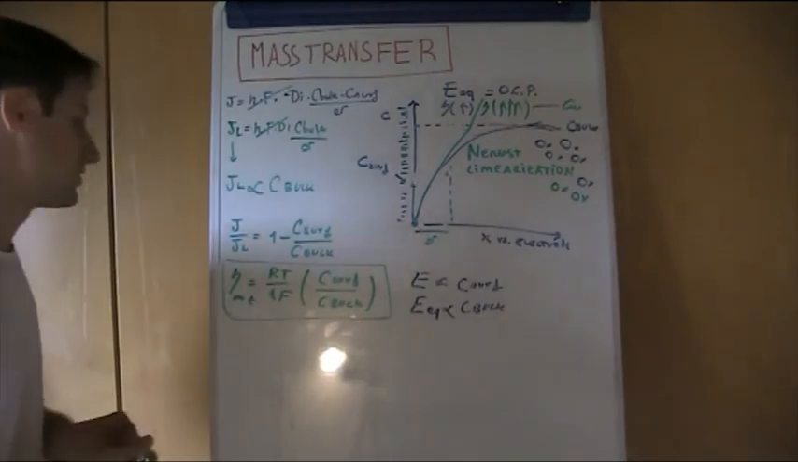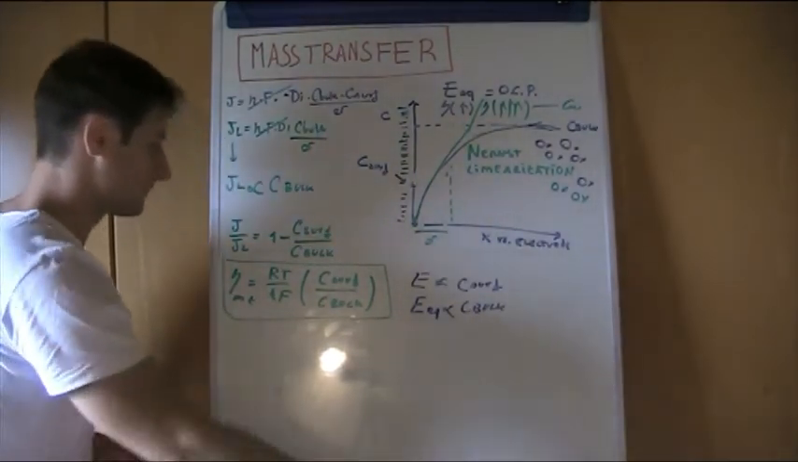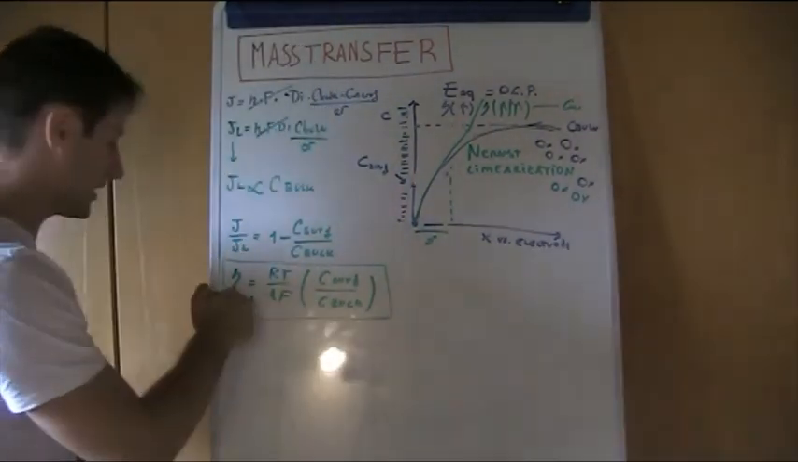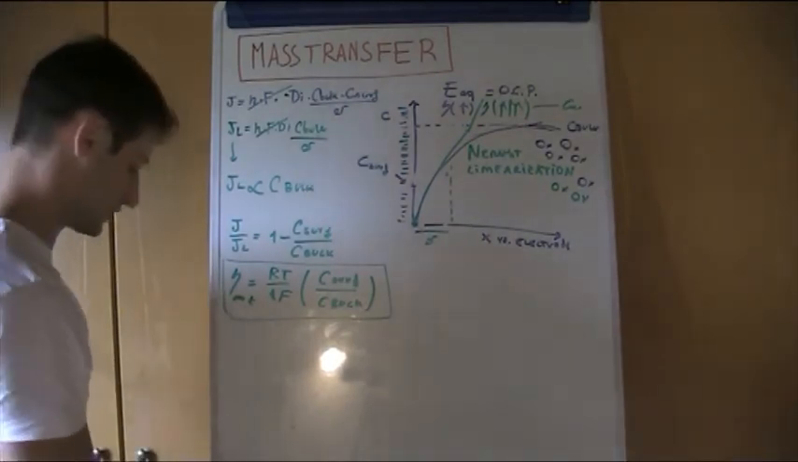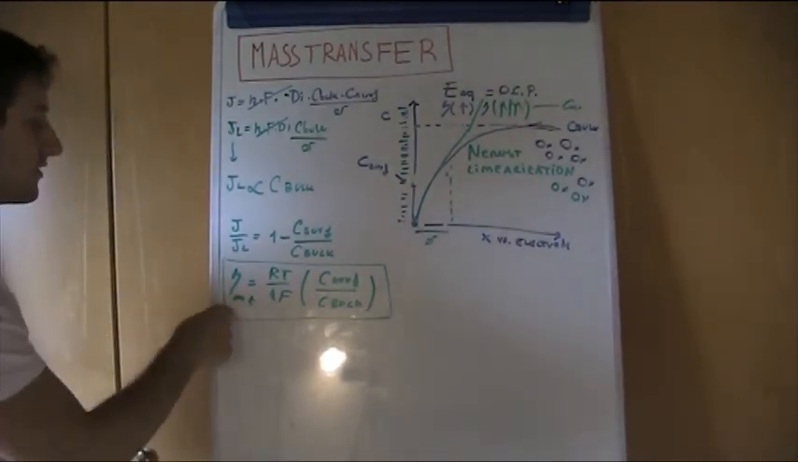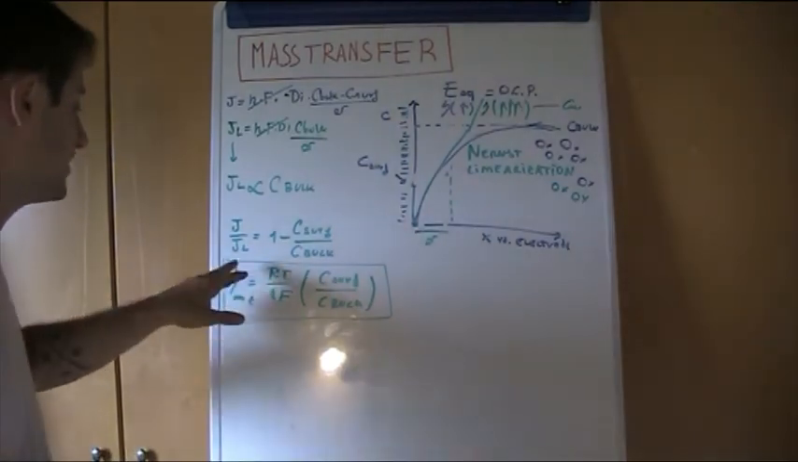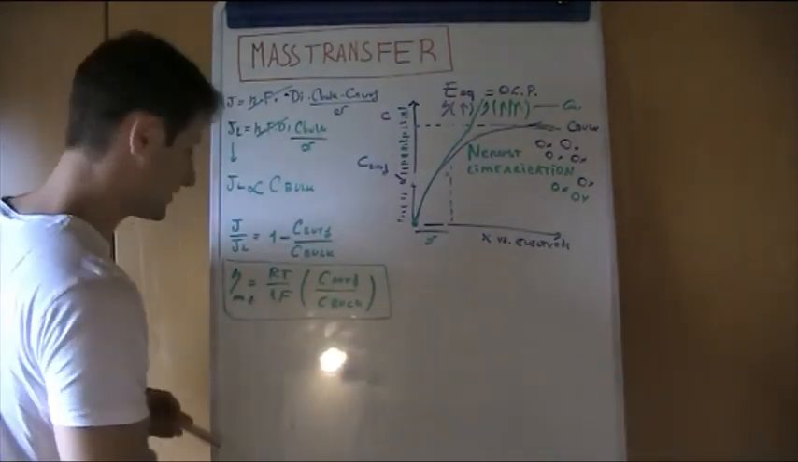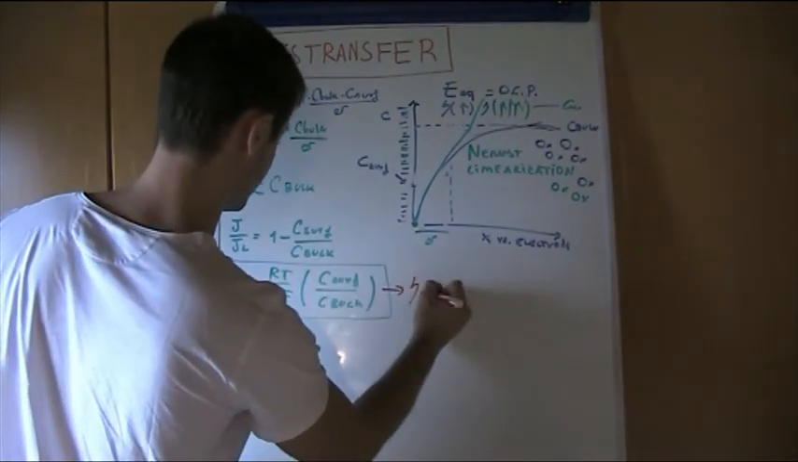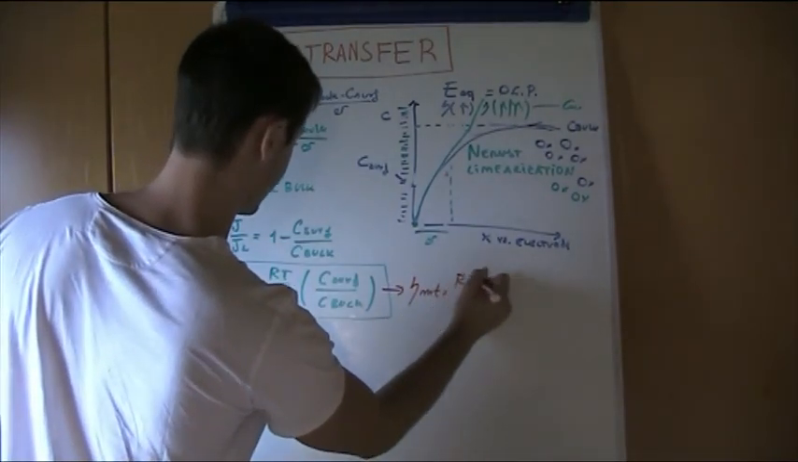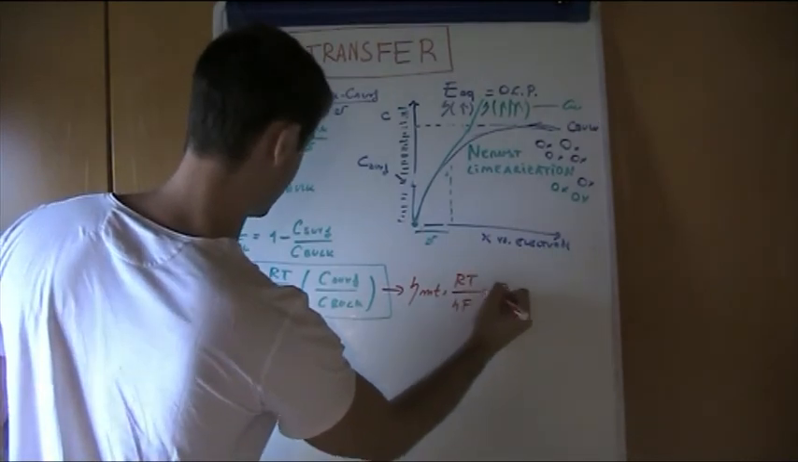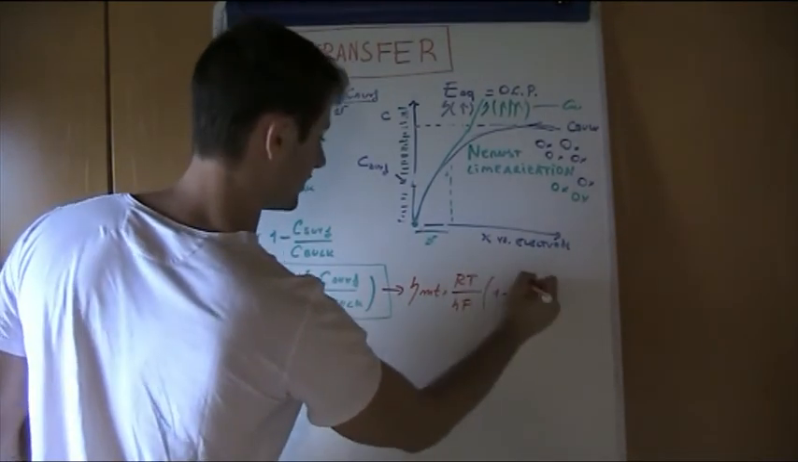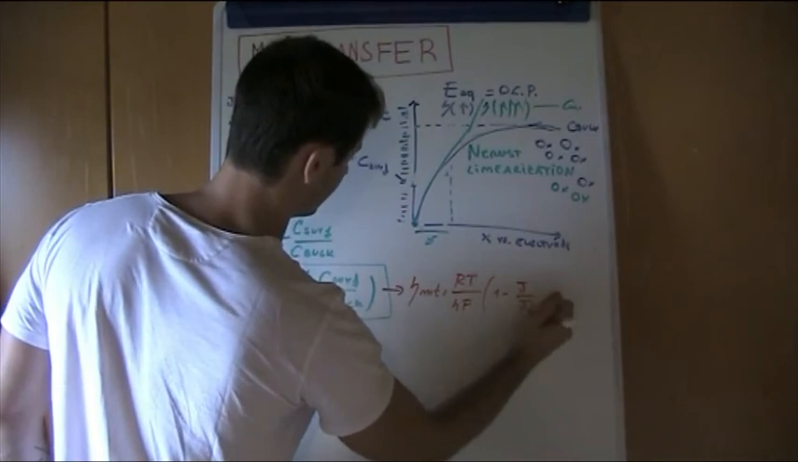So basically we can say that this is the relationship for the overtension in the mass transfer. But we know that a relationship exists between this and this, and so we can write this in another way. And we can say that it is RT over nF times ln of 1 minus J over JL, or the modulus maybe.